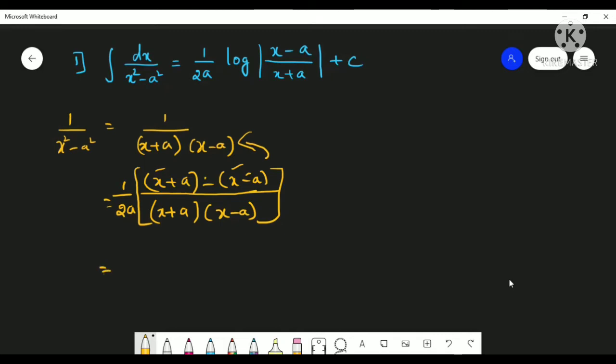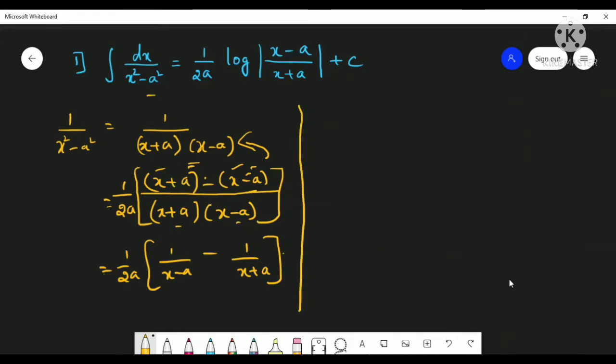Now 1 by 2a as it is, and I split the terms. In the first term, x plus a gets cancelled. What is left? 1 by x minus a. In the second term, x minus a gets cancelled. What is left? 1 by x plus a. Now this is the LHS of the integral. Now I will integrate this.